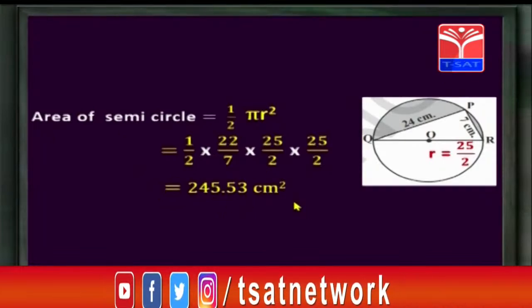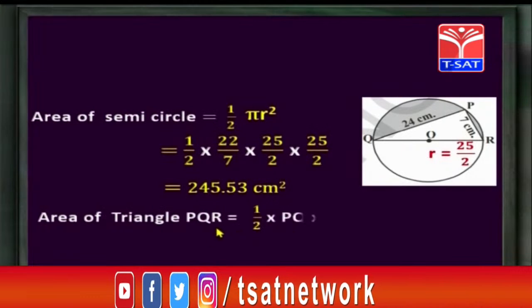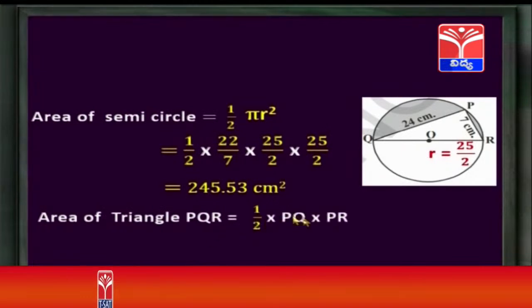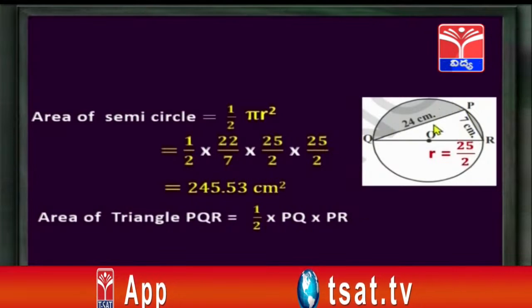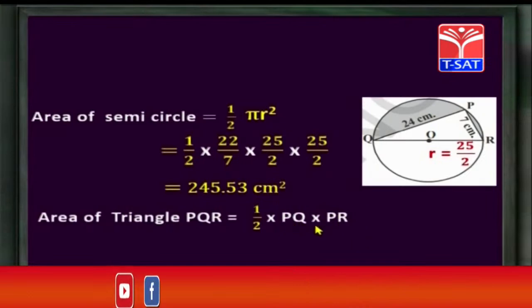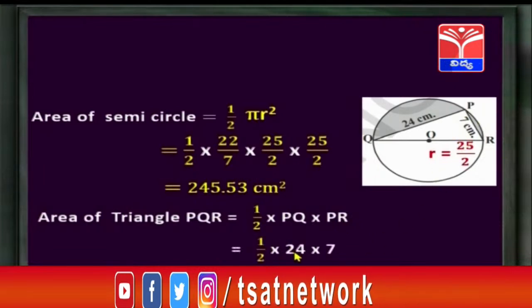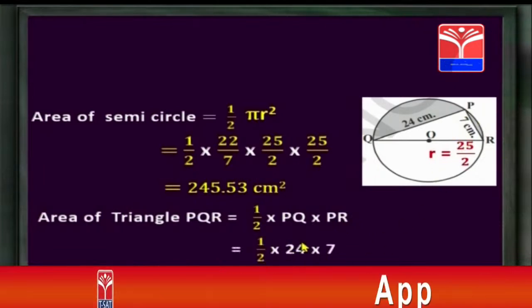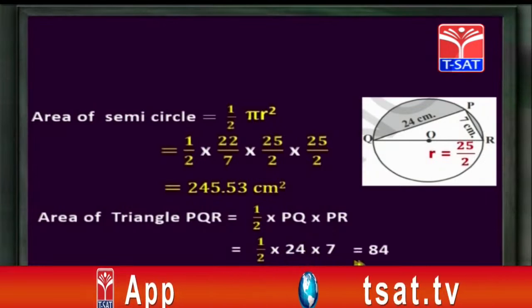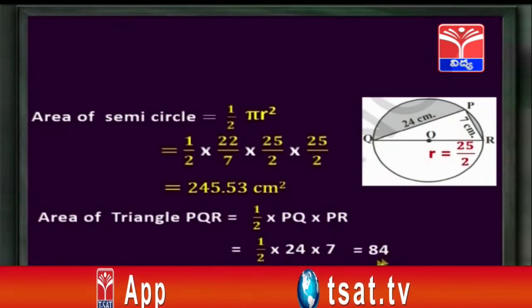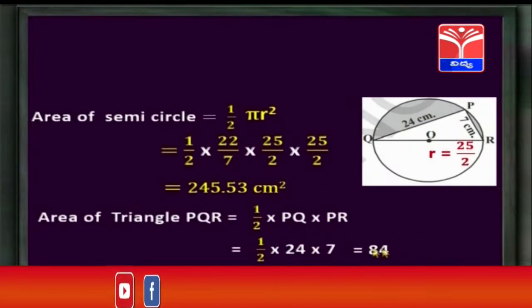Now we need to find out the area of the triangle PQR. So half into base into height. This is a right angle triangle, right? So for a right angle triangle, we know the formula, half into base into height. Here base is PQ and height is PR. So we know the values of PQ and PR, half into 24 into 7. So 12 sevens are 84. Now we got the values of the semicircle and also the area of the triangle.